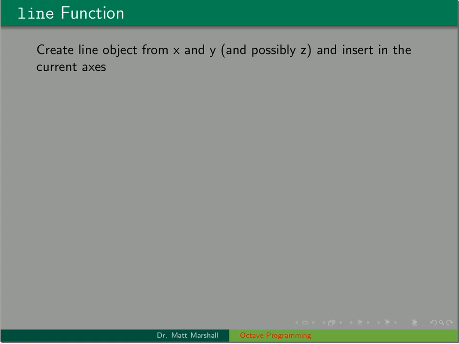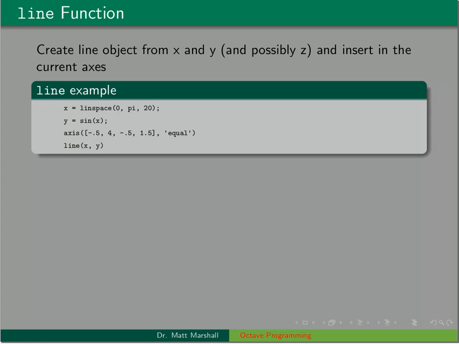The line function is a common function. Really, the plot function is a common way of generating plots, but the line function is a lower level function that's used by plot. So line is used to create a line object from x and y values and possibly z, and then insert the line object in the current axes.